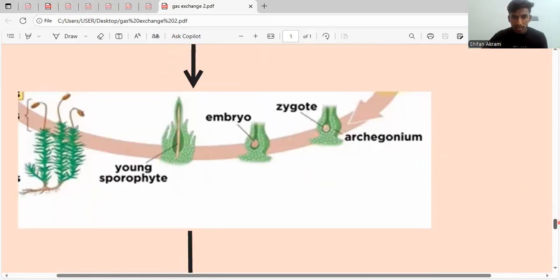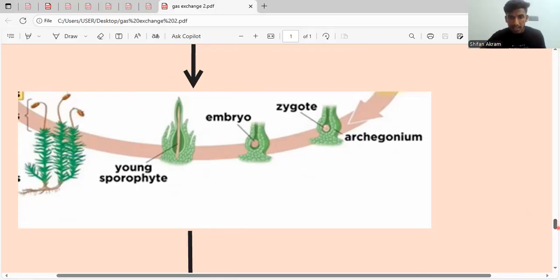So this is the zygote that is present in the archegonium, which is present in the female gametophyte. This zygote develops into an embryo, which in turn develops into a young sporophyte. Also remember, the sporophyte has a diploid number of chromosomes. So this young sporophyte grows on top of the female gametophyte. Here we can see this is the sporophyte and this is the gametophyte. The sporophyte is entirely dependent on the gametophyte for nutrition and everything.